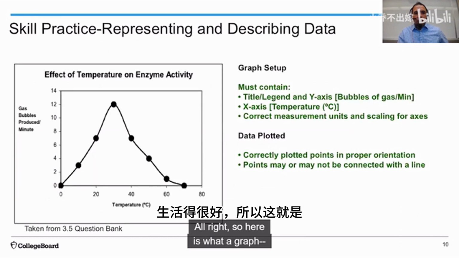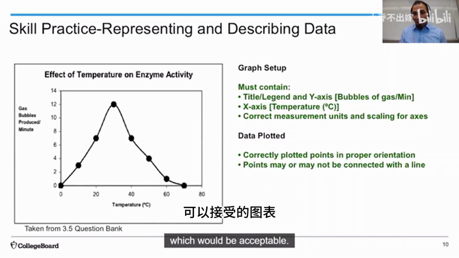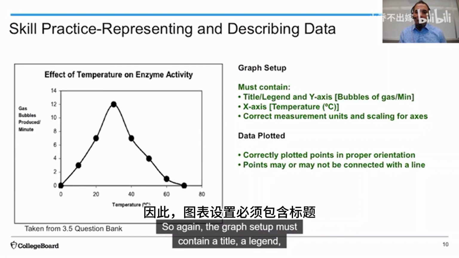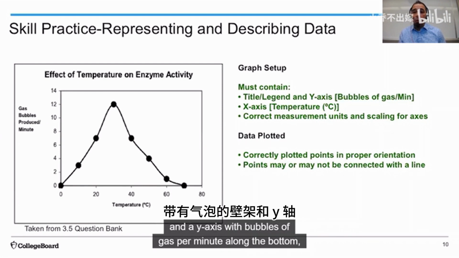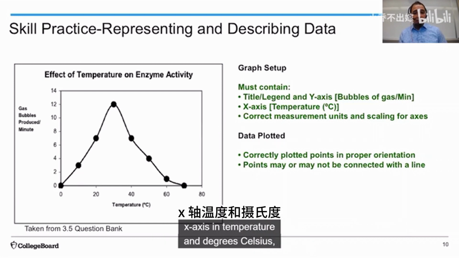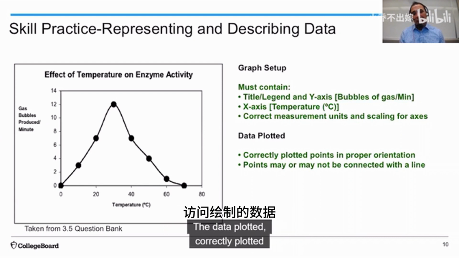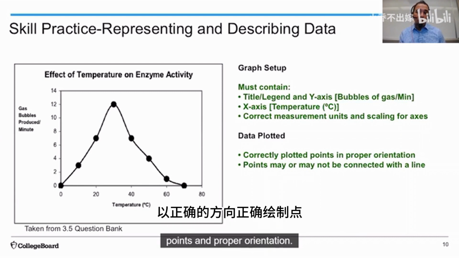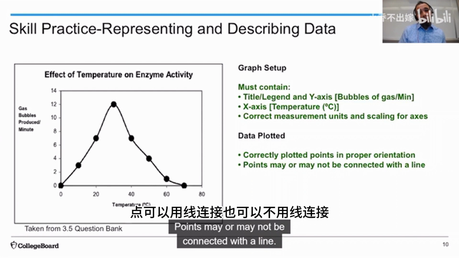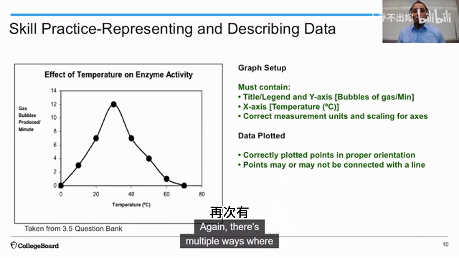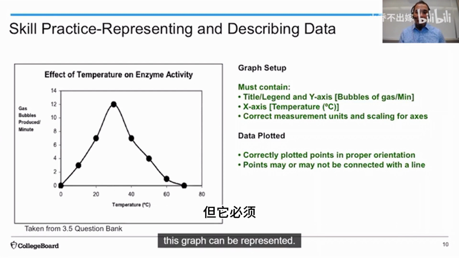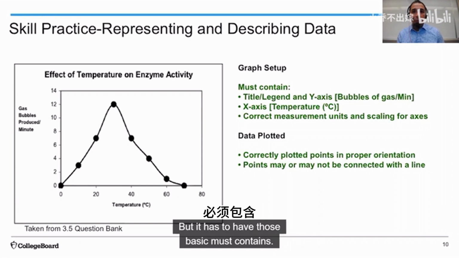All right. So here is what a graph which would be acceptable. The graph setup must contain a title, a legend, and a y-axis with bubbles of gas per minute. Along the bottom, the x-axis is temperature in degrees Celsius, with correct measurement units and scaling for that axis. The data plotted must have correctly plotted points in proper orientation. Points may or may not be connected with a line. There are multiple ways this graph can be represented, but it has to have those basic must-contains.